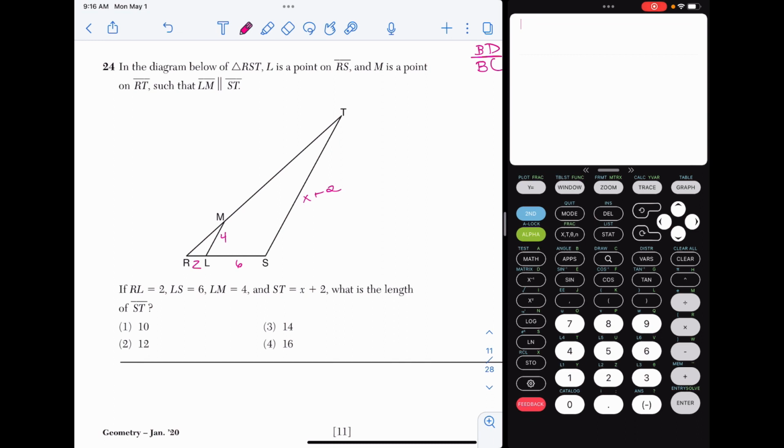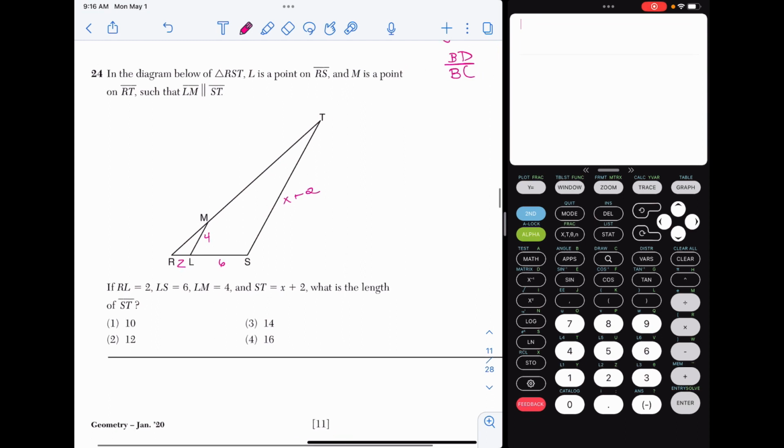So one thing that I'm going to do here, similar to how I drew the triangles separately in the previous problem, I'm going to do the same thing. So I'm going to draw this small triangle RLM that has sides 2 and 4. And I'm going to draw the big triangle. This is x plus 2, but now we can hopefully see that this base is actually 8. It's not 6 because that's not the side of the triangle.